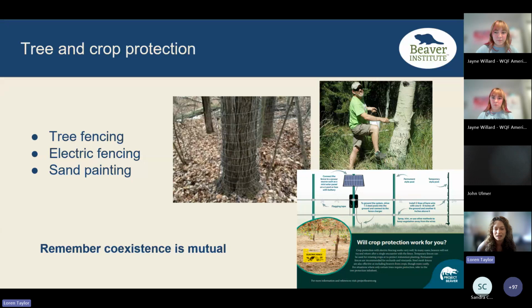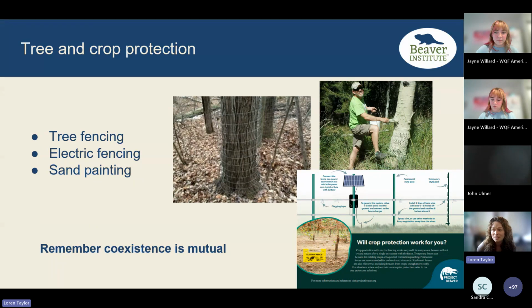Tree fencing is kind of your standard practice that we see all the time for beaver chewing issues, where you can use a woven wire fence to fence off individual trees or groups of trees. Similarly, electric fencing can be effective at protecting large groups of trees. You wouldn't really use this practice on individual trees, but this is actually a very good technique that's gaining momentum, particularly in the Pacific Northwest in protecting orchards.